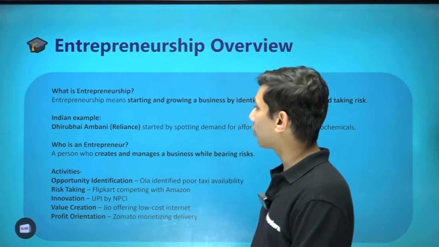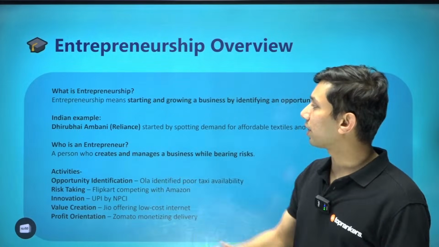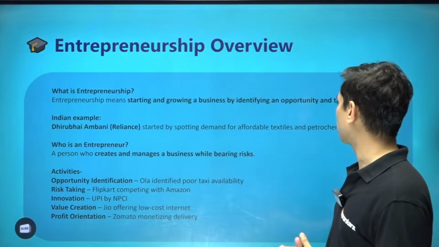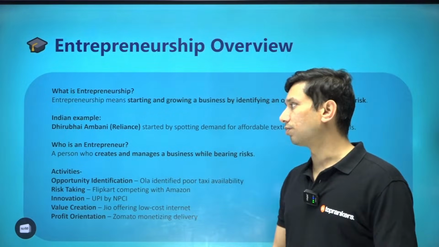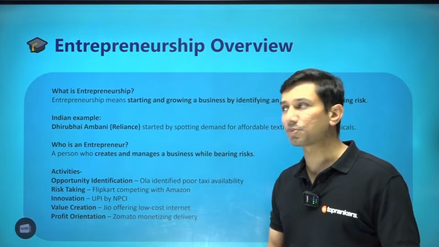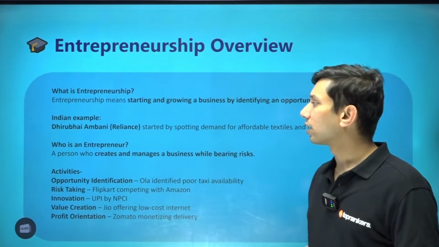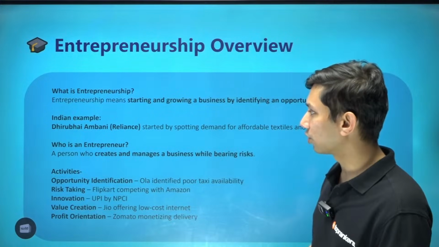Talking about entrepreneurship, the richest individual in India right now, Mr. Dhirubhai Ambani, started by spotting demand for affordable textiles and petrochemicals. Another one of the first generation businessmen, but who knows, even his parents were probably businessmen, and hence generation should not be a category of defining entrepreneurship.